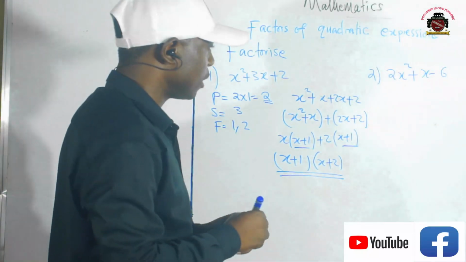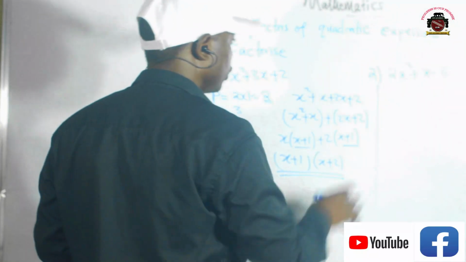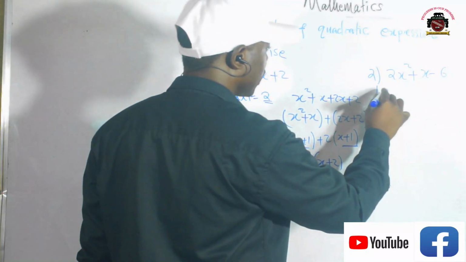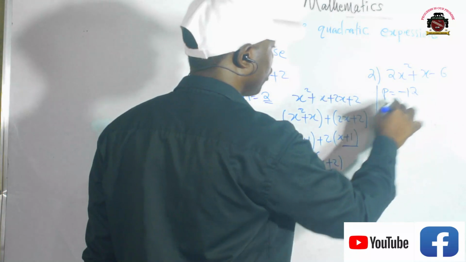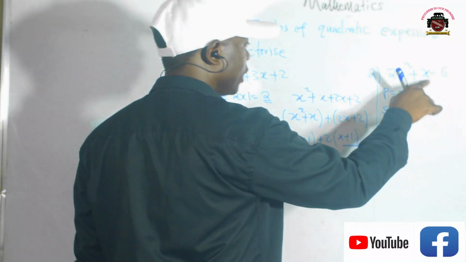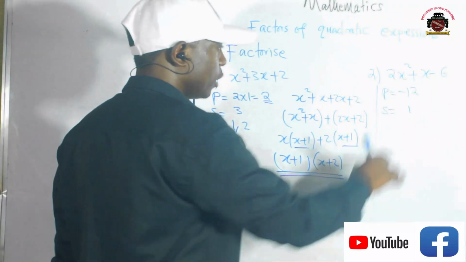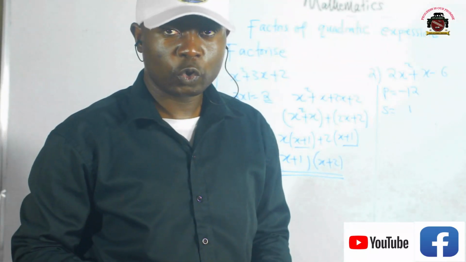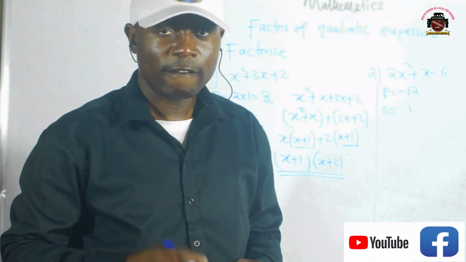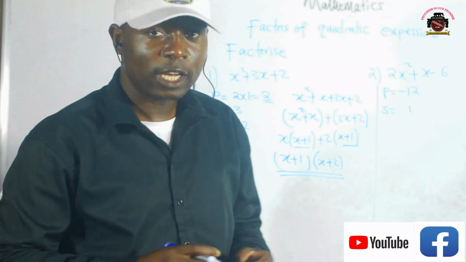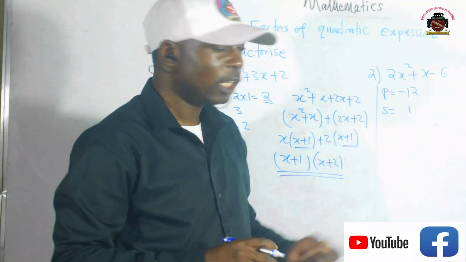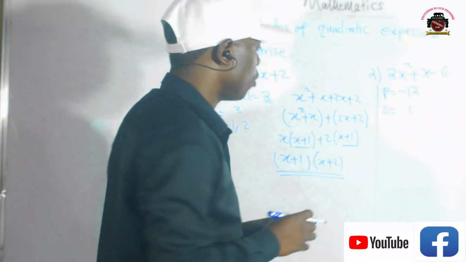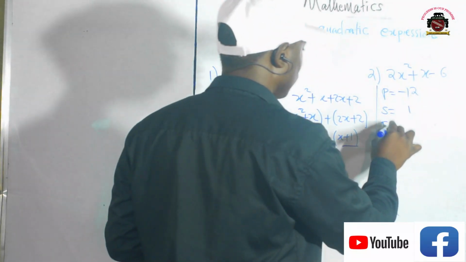Then we move on to the second one. Here we have the product, which is negative 12, and then we have the sum. The sum is the coefficient of x, which is 1. Now, from that point, what we do is find the factors. We find two numbers such that when we multiply them, we get negative 12, and when we add them, we get 1. Those numbers are called factors.